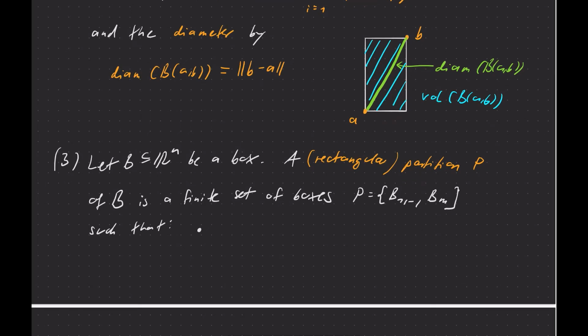First, the union of all those boxes in the partition. So if we take the union K from 1 to M of those BK, then we get back B. So together they make up the original box B. And the second, if we intersect any two of those boxes, then their intersection is almost empty. The boundaries may, of course, overlap. So the precise definition is the interiors do not overlap. So the interior of BK intersected with the interior of BJ is empty for all J not equal to K.